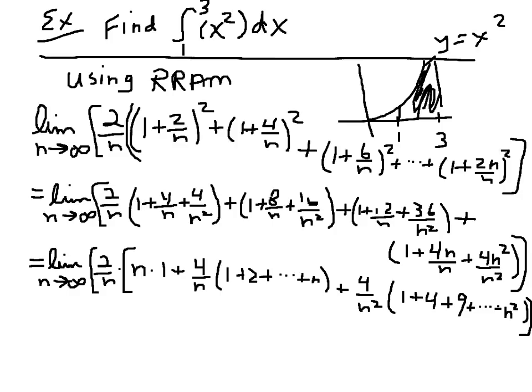And here I've basically taken all of these 1's and written them as n times 1 because there's n of them. Then out of these middle terms, I have factored out 4 over n, and I get 1 plus 2 all the way up to n. And out of these third terms, I've factored out 4 over n squared, and I get a 1 plus 4 plus 9 up to n squared. So notice that this is the sum of the first n integers, and this is the sum of the squares of the first n integers. So we'll finish this up on the next page.